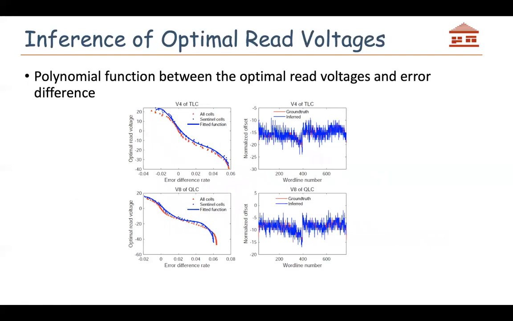By collecting hundreds of pairs of the error difference and the optimal voltage, we use a polynomial function to fit the relationship between the two. The left figure shows the fit result, where the relationship is well fitted as a polynomial function of degree 5. And the right figure shows the predicted optimal value of read voltages. The inferred value is equal to or very close to the real value of the optimal read voltages for most cases.